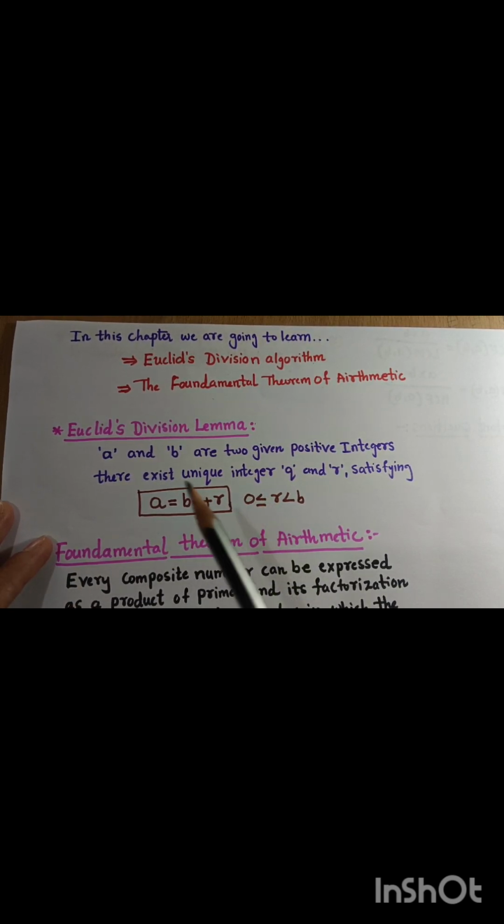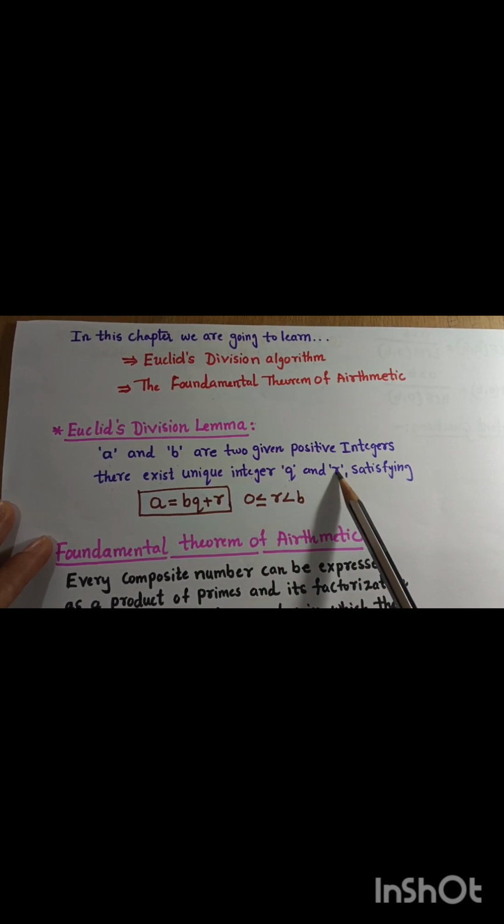Euclid's division lemma says that a and b are two given positive integers. Any two positive integers you take. So a and b are two given positive integers. There exist unique integers q and r. Listen here: out of these, there exist two unique integers. What are those? q and r.